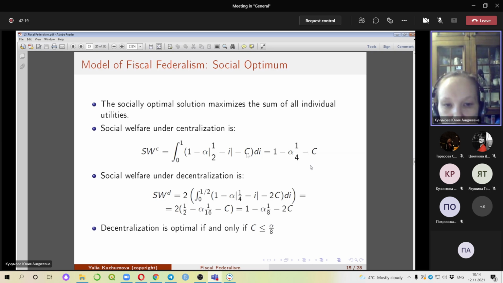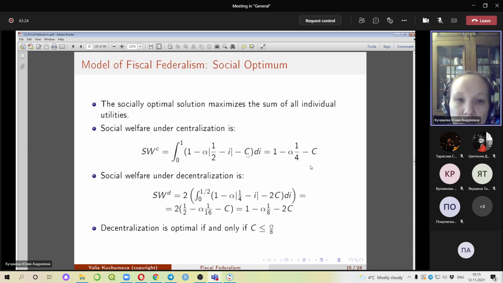So then the social welfare is equal to, as I already explained, two times the integral that represents the social welfare in the left region, which is an integral from 0 to 1/2, where we integrate over i of the utility u_i, which is equal to 1 minus alpha multiplied by the absolute difference between 1/4 and i, minus 2C. Again, once you calculate it, it's equal to 1 minus alpha divided by 8, minus 2C. So we now know the social welfare under centralization and under decentralization. We can now compare those two expressions.